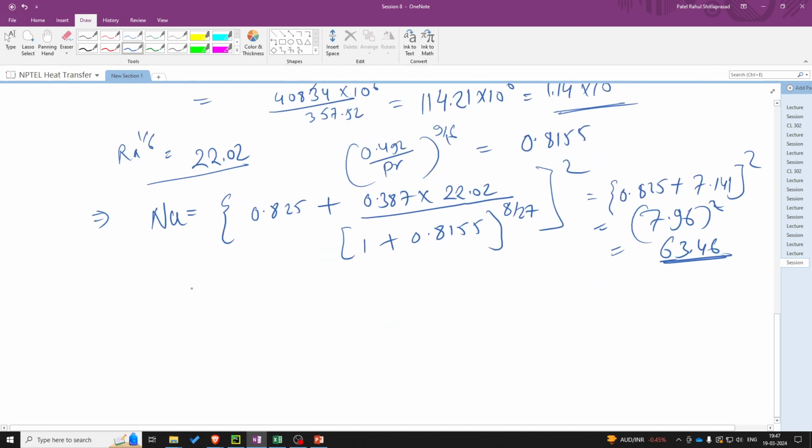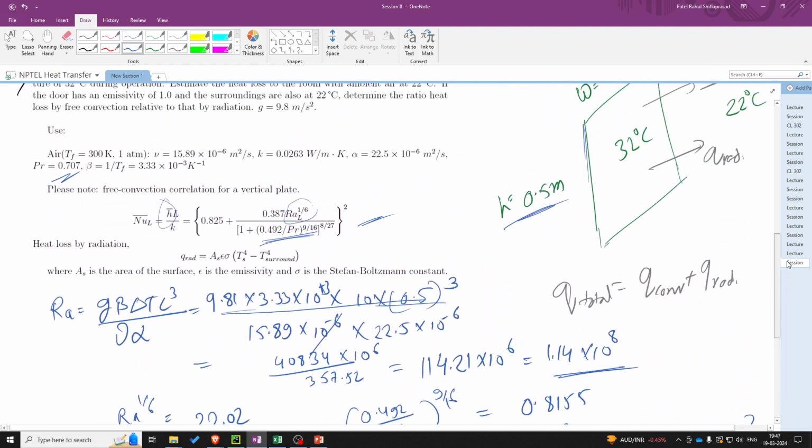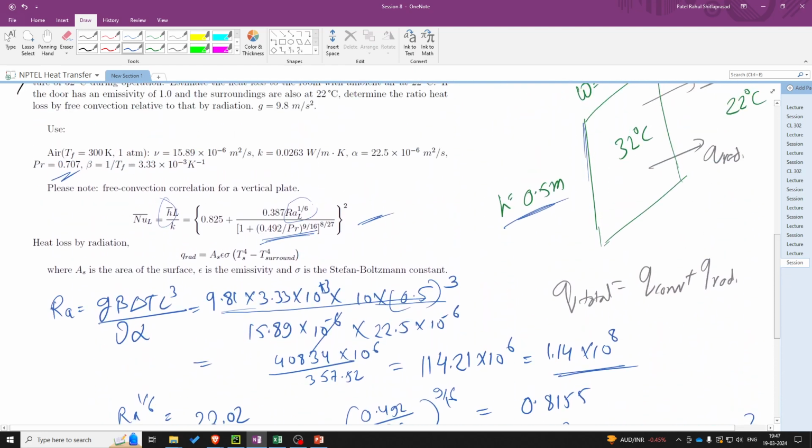So from that we need to calculate this h bar, that is the heat transfer coefficient, that is hL upon k. So h will become 63.46 into the value of k, which is 0.0263.